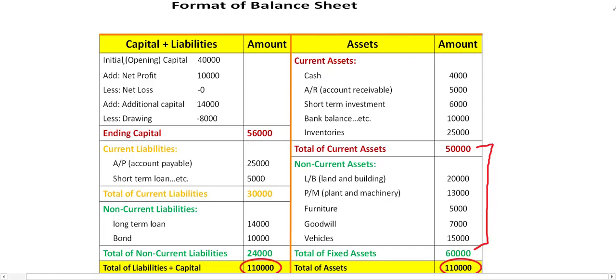The same case on the other side. On the capital side, the initial item is basically we start with the capital.